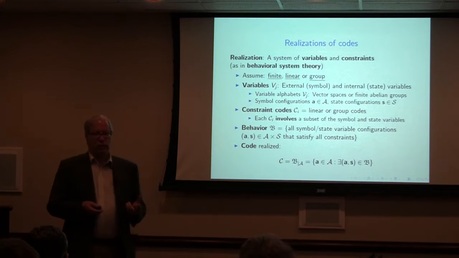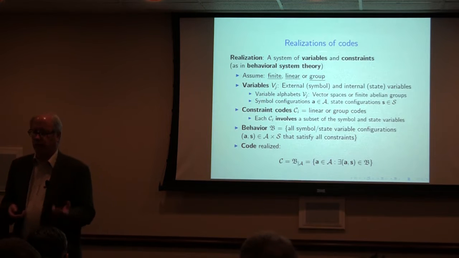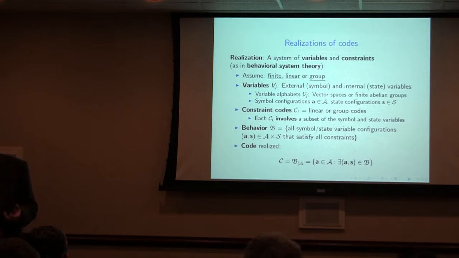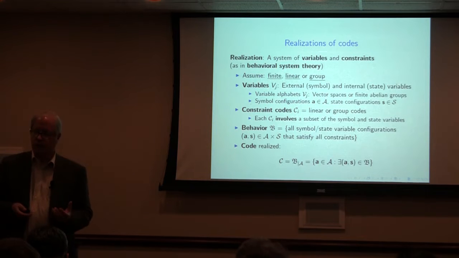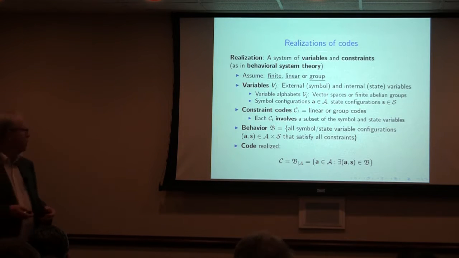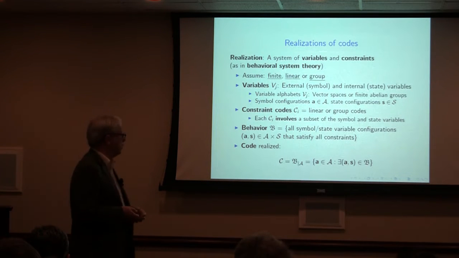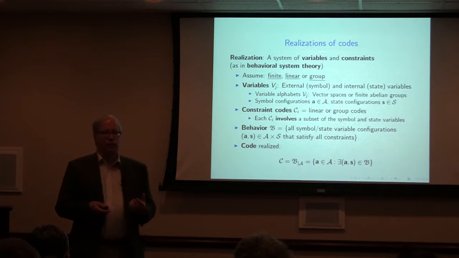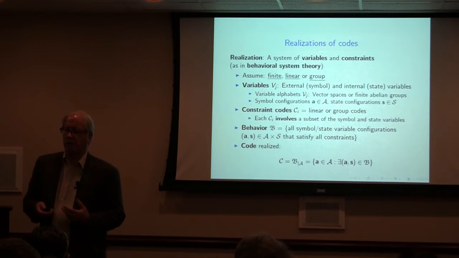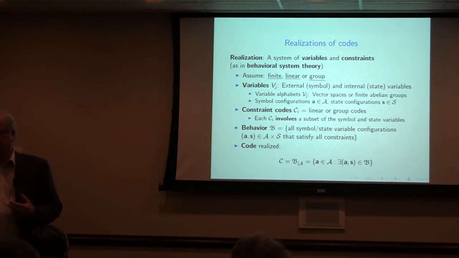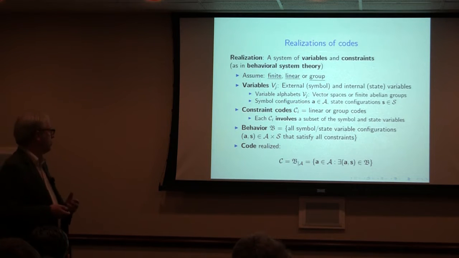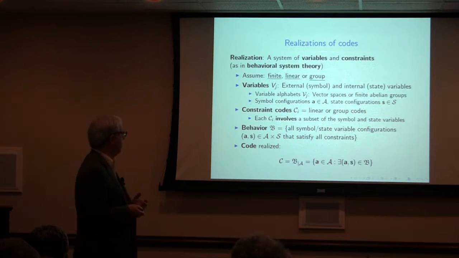So each constraint, first of all, itself is going to be a linear or a group code on the variables that it involves, and that's what's going to tell us what the constraint is. If it's an equality constraint, that's just a repetition code. They all have to be equal. And each constraint is going to involve just a subset of all of the variables we've defined in our system. Okay, and that's what's going to determine our graph.